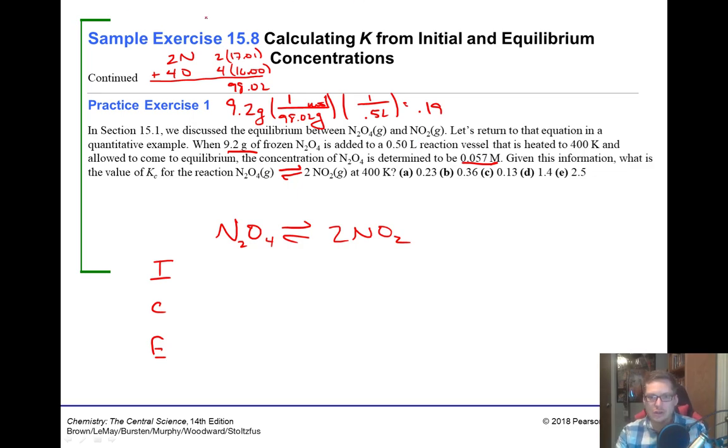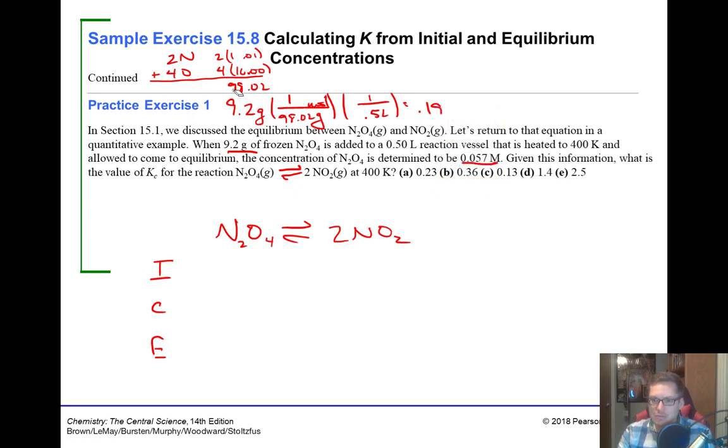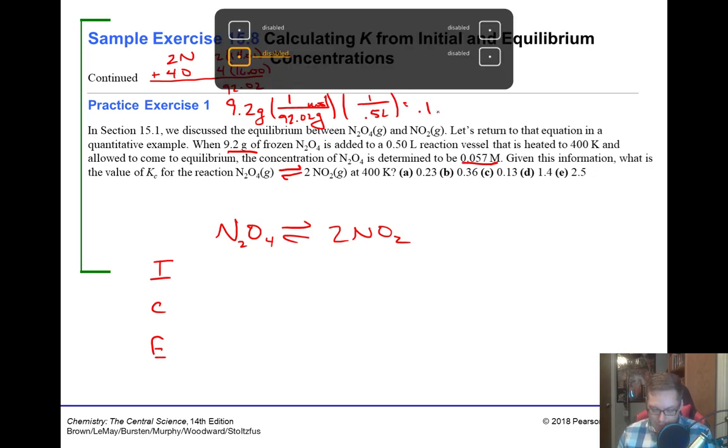No, this isn't working out right because I screwed up. Nitrogen, I'm sure you're screaming at your computers at home. Nitrogen is 14.01, not 17.01. I don't know where the 17 came from. So 2 times 14.01 plus 4 times 16, we get 92.02. Oops, I forgot to erase this guy. 92.02. There we go. Now we take 9.2 divided by 92.02 divided by 0.5. There we go. So now we got 0.9995.